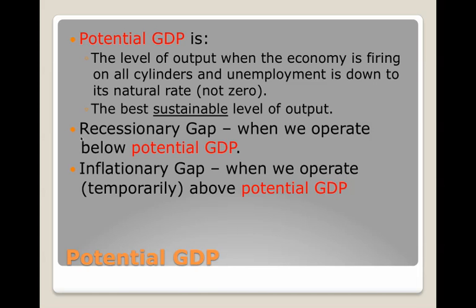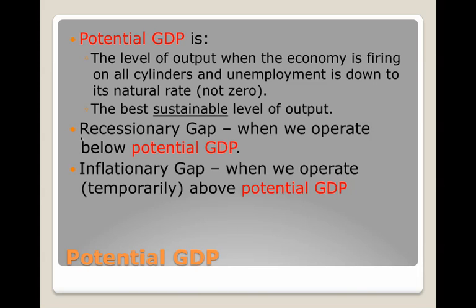We're making good, efficient use of all our scarce resources, and our unemployment level, as one example of one important scarce resource, is down to its natural rate. It's not zero. If unemployment was at zero, that would be quite stressful on the economy. But during potential GDP, unemployment is down at our natural rate, somewhere around 4 or 4.5%.